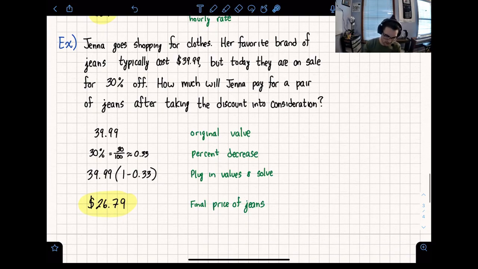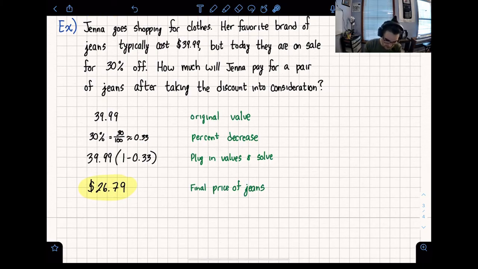All right, so again, we're going to examine the original value here of $39.99. Now we have to figure out what the percent decrease is as a decimal. So it's 30%, which is 30 over 100, which comes out to 0.30. And we take this and subtract it from 1 and multiply it by our original value. So $39.99 times 1 minus 0.30 is the same thing as 39.99 times 0.70, which is $27.99. And we know this is a good answer because if something is marked off in price, it should be cheaper than the original value.